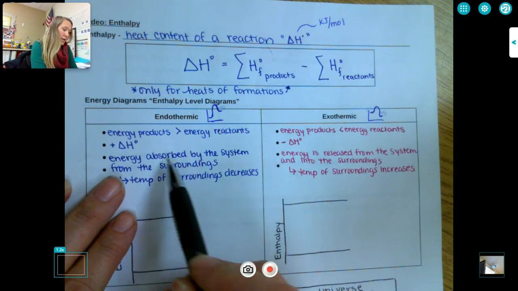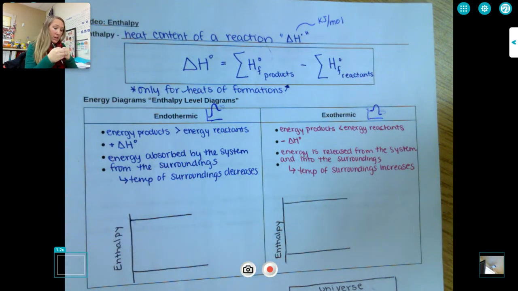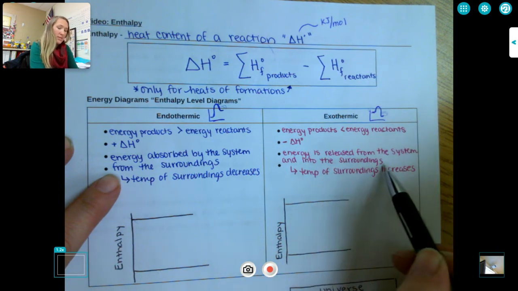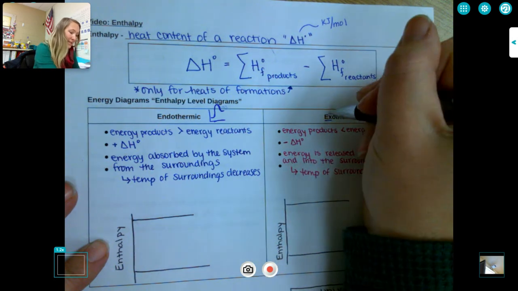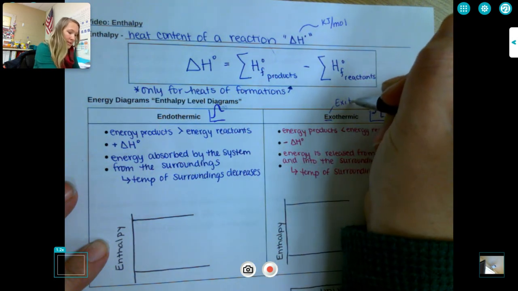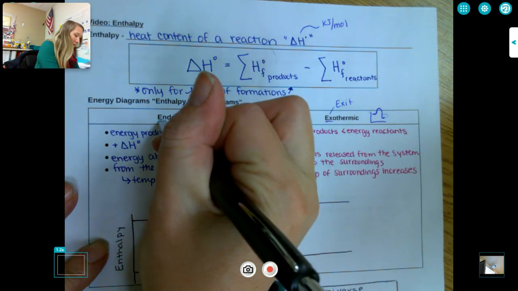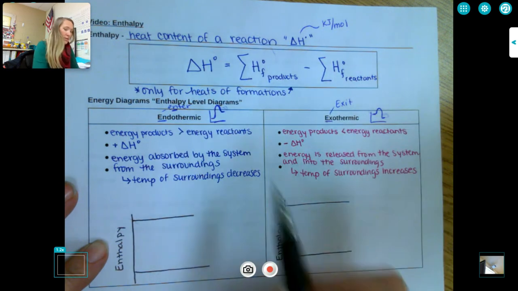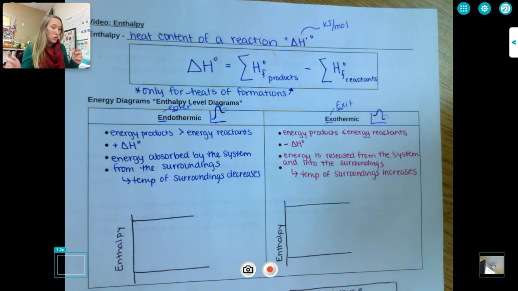So in an endothermic reaction, energy is absorbed by the system. From the surroundings, it comes in to help my reaction happen. Whereas in an exothermic reaction, energy is released from the system into the surroundings. So energy goes out. Exo is like exit, E-X-I-T. Energy exits or leaves. Endo, N, is like enter. Energy is coming in. That was my tool to remember it when I was in your shoes.